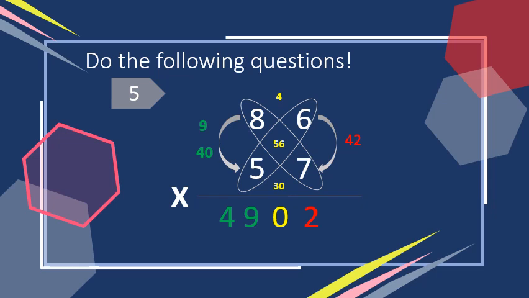And then we can multiply 8 and 5. So the result is 40. We can put it under the 9. You can add the green numbers 9 and 40, so the result is 49. And the result of multiplying between 86 and 57 is 4,902.